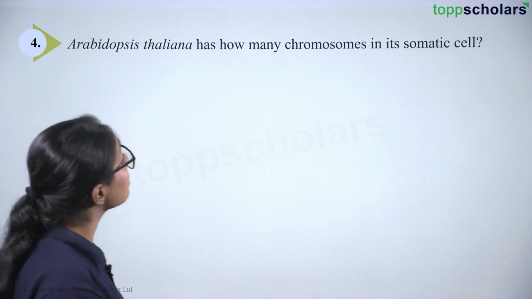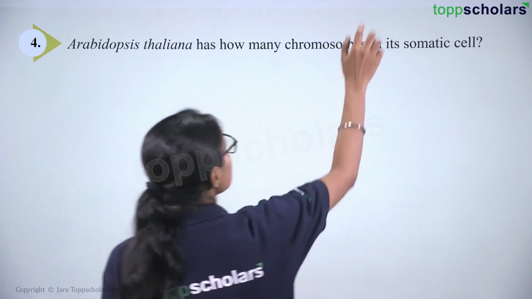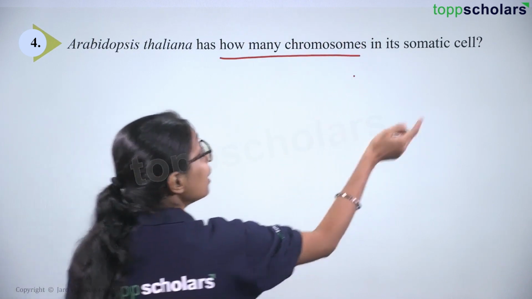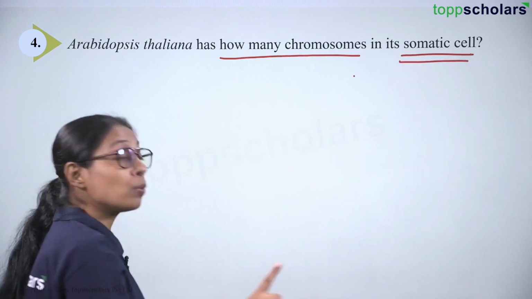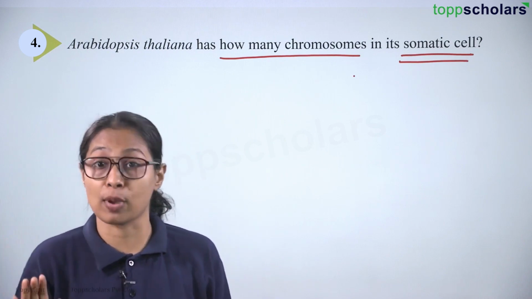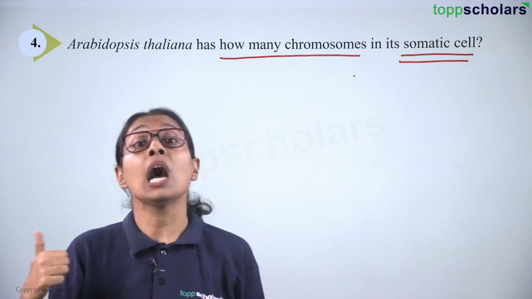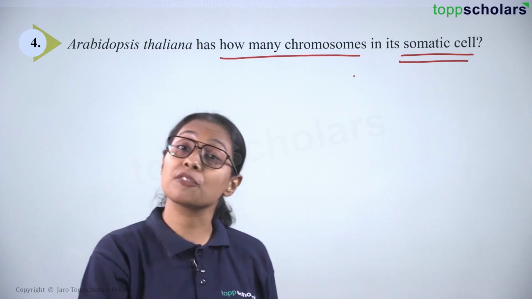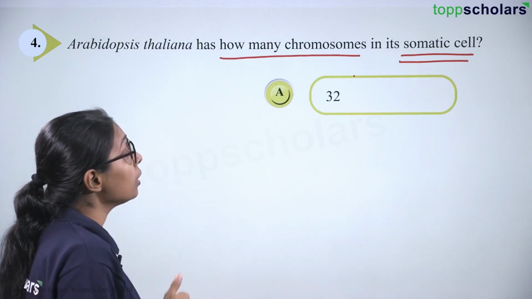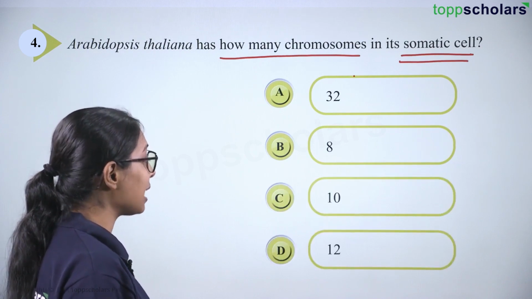Arabidopsis thaliana has how many chromosomes in its somatic cells? Please emphasize, they have asked you how many chromosomes, meaning they are talking about the number. In somatic cell, always make sure, children, you read the question very carefully and completely. Arabidopsis thaliana is the name of the organism they are talking about. How many chromosomes are there, but specifically in the somatic cell. So let us see what the options are. A, 32, B, 8, C, 10, and D, 12.